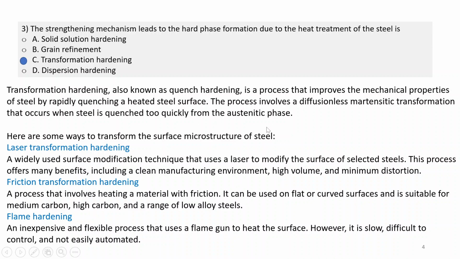Okay, so here what's occurring? You have hard phase formation due to heat treatment. Okay, so the entire phase is changing. So transformation hardening, which is also known as quench hardening, is a process which improves the mechanical properties of steel by rapid quenching of a heated steel surface.